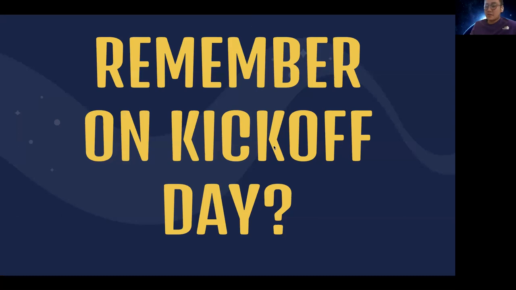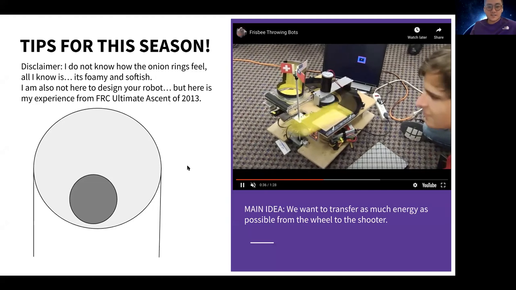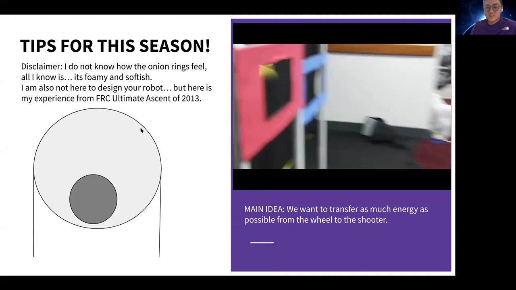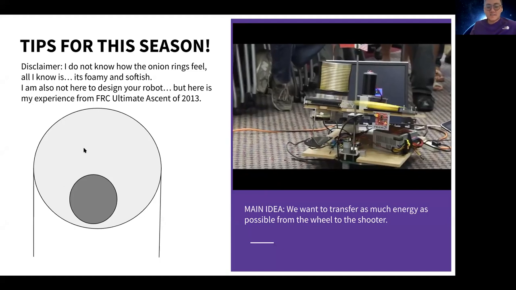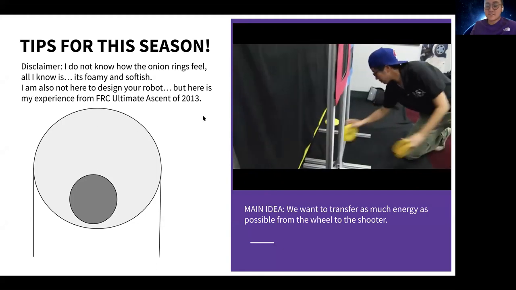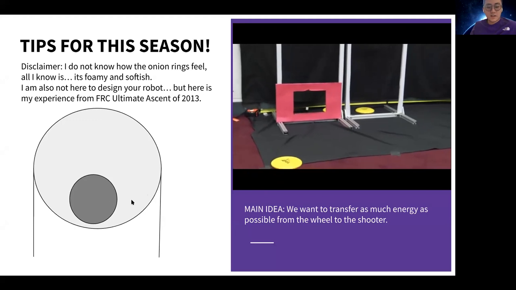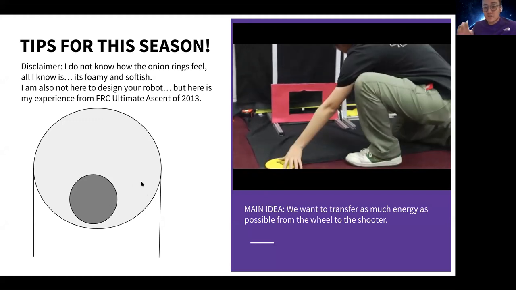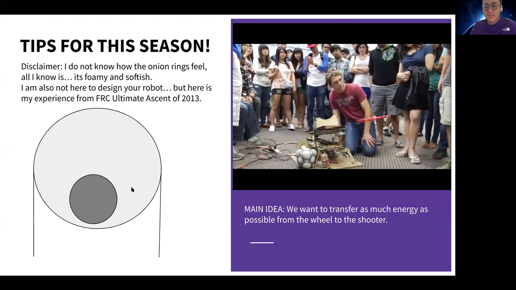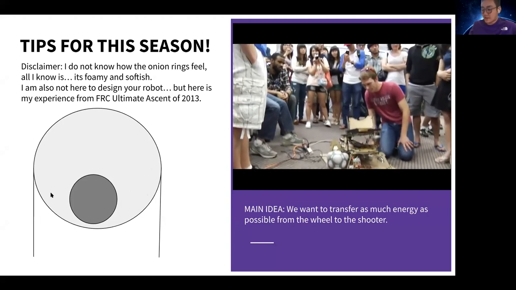So if you remember on kickoff day, I said this. It's kind of brainstorming, and it's kind of more research. It's when I said this is in the 2013 FRC Ultimate Ascent game where we were shooting frisbees. I was telling you how we wanted to transfer as much energy, I'm just going to use energy, it might not be the correct term, but for simplicity, energy from the wheel to the frisbee, and that's why teams are making a U shape.